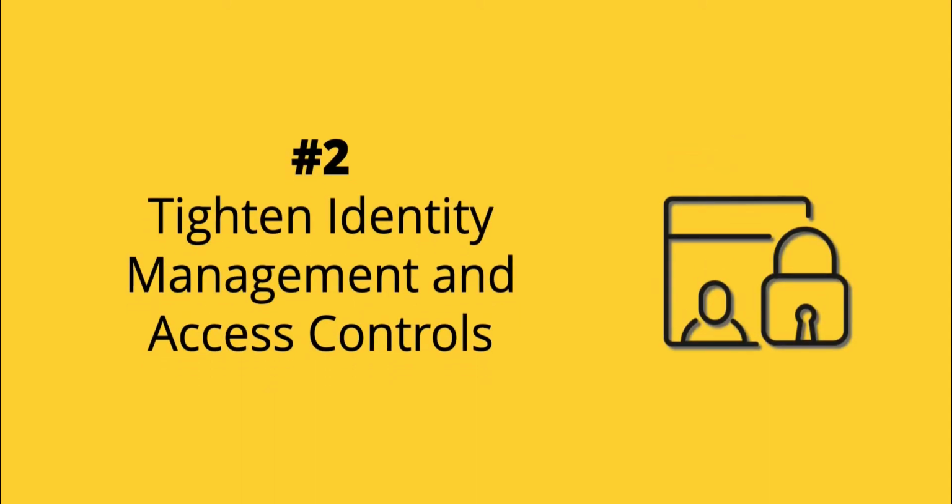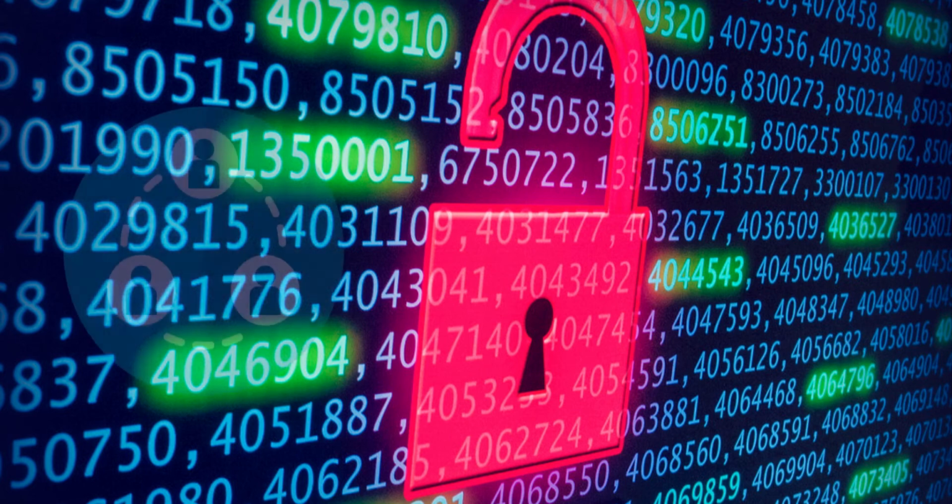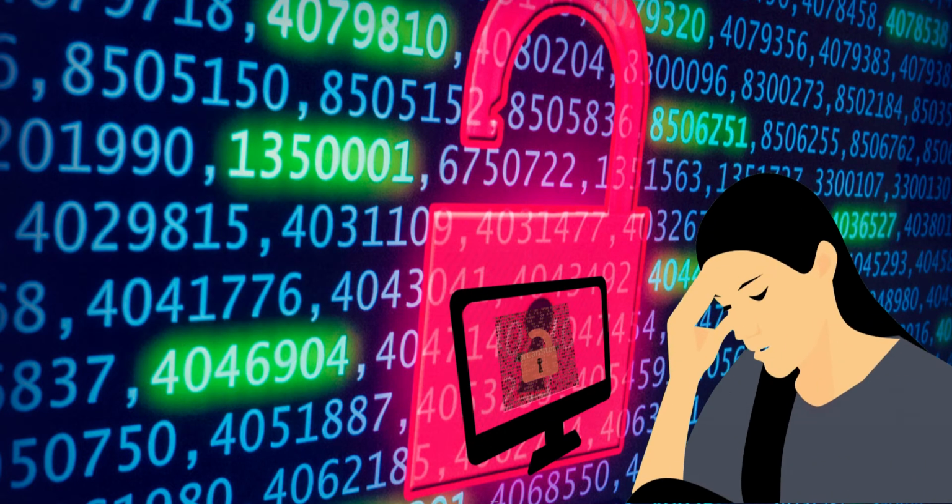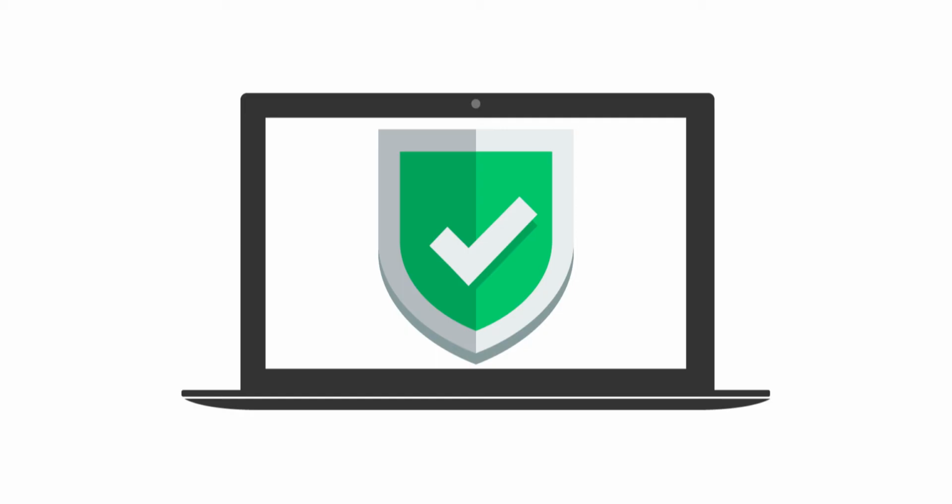Tighten identity management and access controls. Most data breaches originate internally. They are not intentional, they are just common mistakes employees make. Here's what you can do to prevent them. Have strict access control policies.